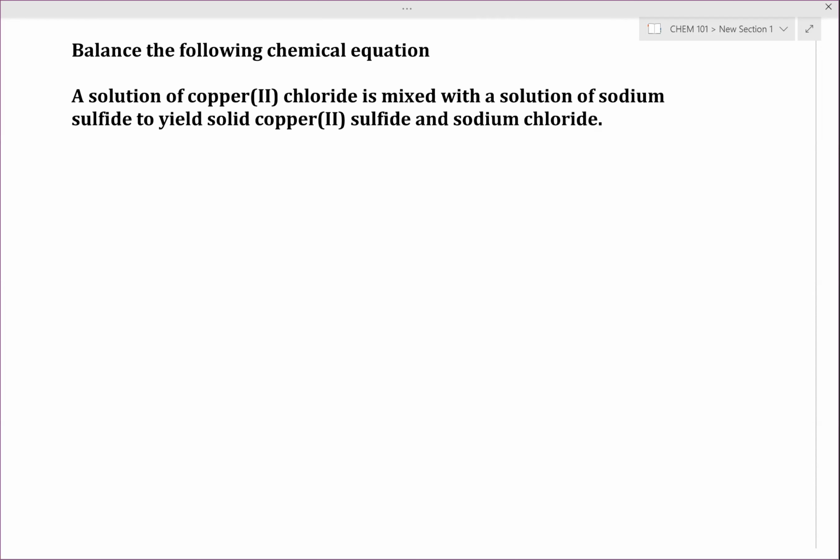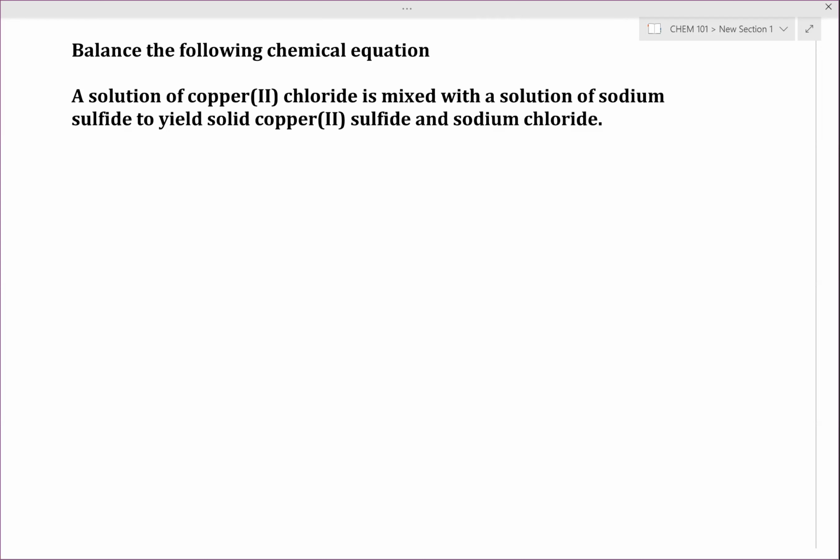How's it going? Oh, perfect. You have it all balanced and everything. Yep, exactly right. Your formulas look good. Just remember for copper 2 sulfide, when you cross the charges, you want the simplest ratio. Yep, looks good.